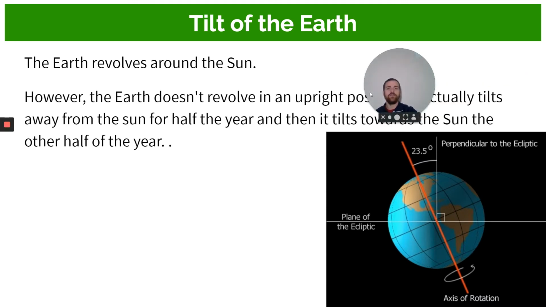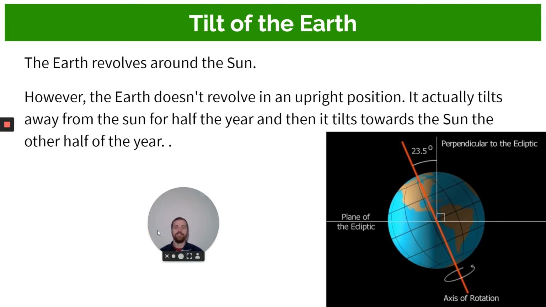However, the Earth does not revolve around the sun in an upright position. That's what I just said. It doesn't go like that. It's actually tilted like this. So if this is the sun, it's tilted like this. So it's tilted away from the sun for half the year. So sometimes it's like this, and the top half is tilted away from the sun, okay? And for the other half of the year, the top half is actually tilted towards the sun. So this top half of the planet actually sees more of the sun for half the year, and then it comes around to this side, and the top half of the planet actually sees less of the sun for the second half of the year.